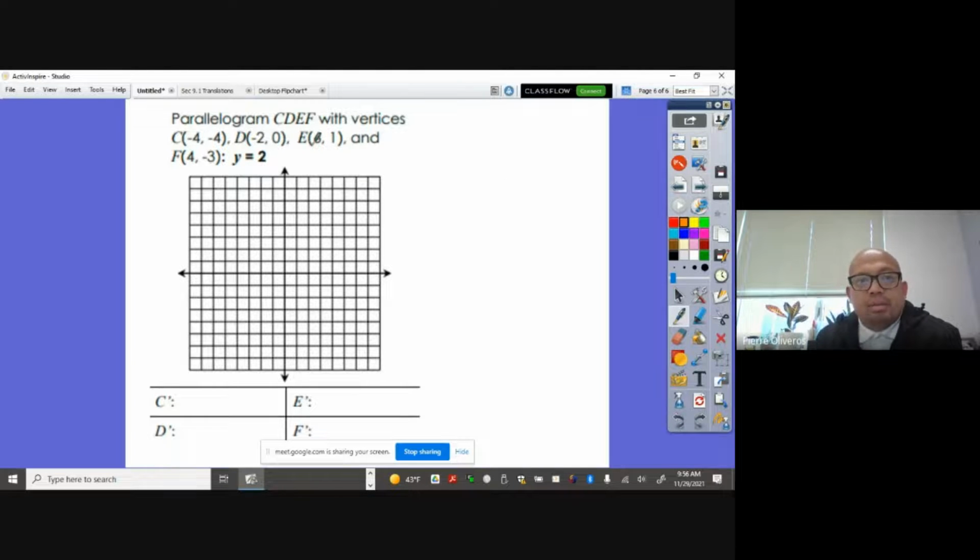And what if we're given parallelogram CDEF with vertices C(-4, -4), D(-2, 0), E(6, 1), and F(4, -3), but this time it reflects over the line y equals 2.